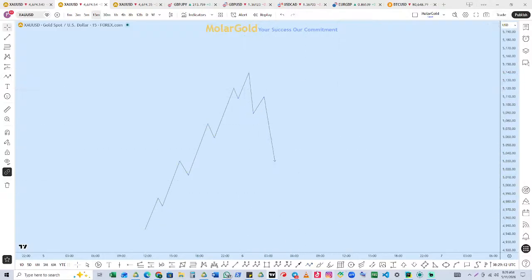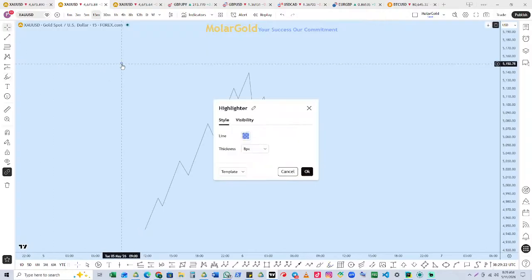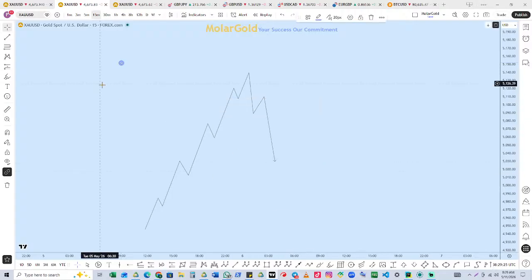So let's do the balance range. So this one, the swing is confirmed. I'm going to make it a little bit bigger. Perfect. So the swing is confirmed right from the lows, and the swing is also confirmed right from the high.